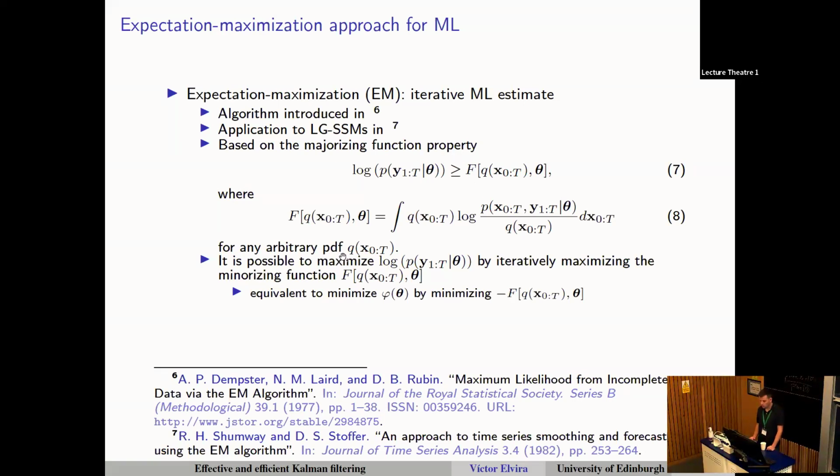Then the approach here is we want to maximize this, but what we are going to do is try to maximize the minorizing function, okay? Which is related to minimizing the minus log likelihood and minimizing also this one. But we are going to work now in the maximizing setup.